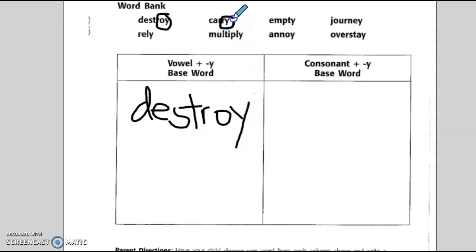Carry has a consonant R plus a Y, so that word would go in this column. Complete this paper on your own and save it in your word study reading folder.